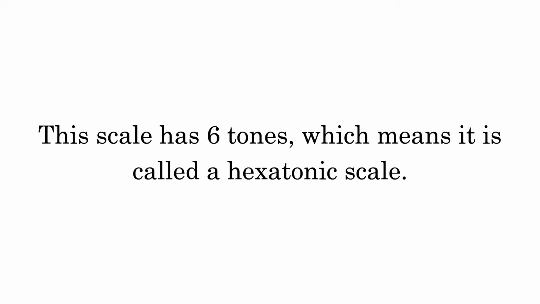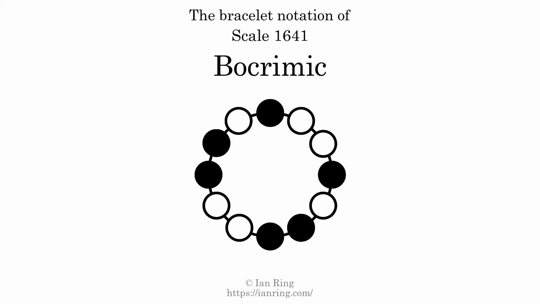This scale has 6 tones, which means it is called a hexatonic scale. This is a bracelet notation diagram of scale 1641. The shaded circles represent tones that appear in the scale, and they are read clockwise, starting at the top.